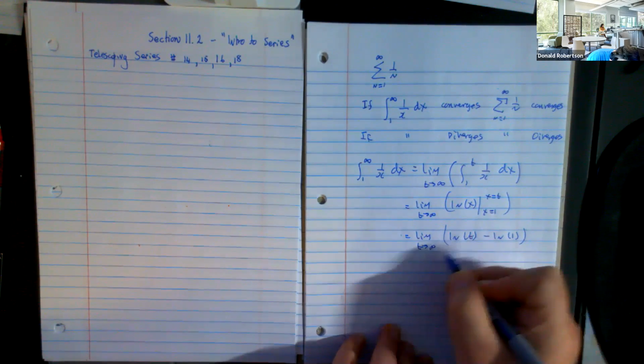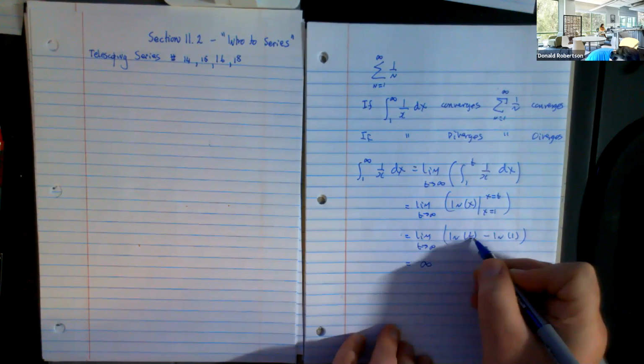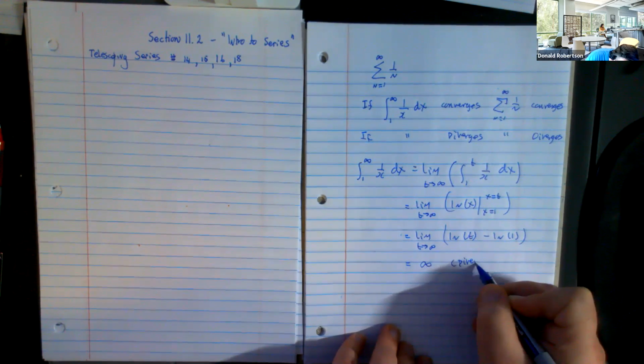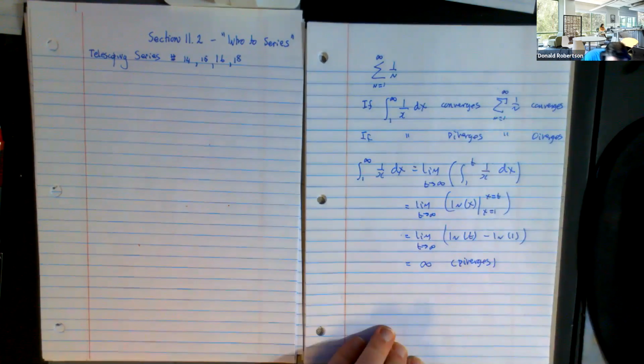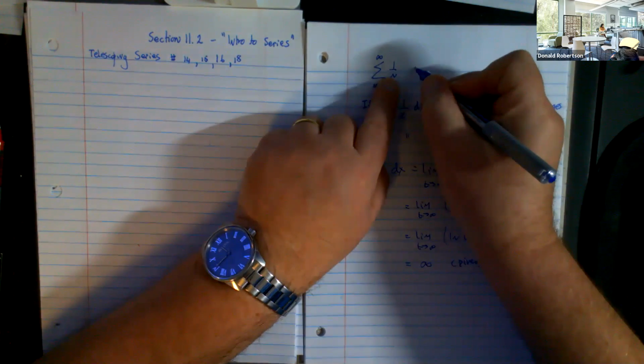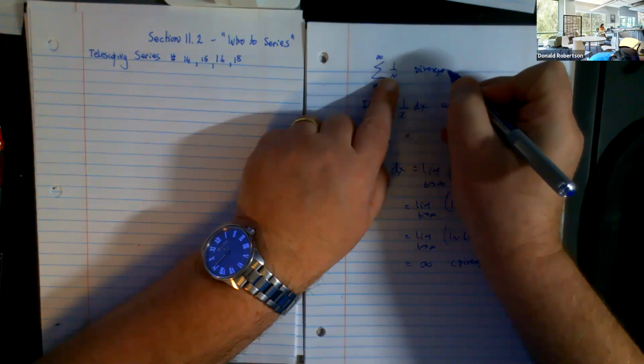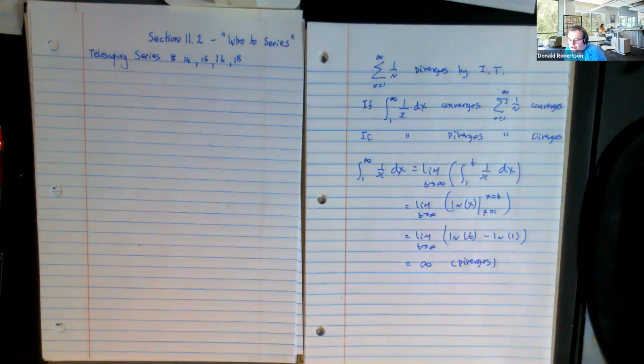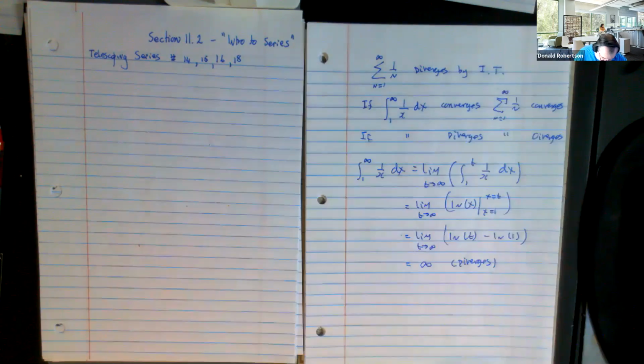If you make t infinite, this thing is infinite because the log of infinity is infinity, and so it diverges. So I have now proved that this series diverges by the integral test. You normally tell people what test you used to prove something converges or diverges. So I've used a test called the integral test to prove that this diverges.